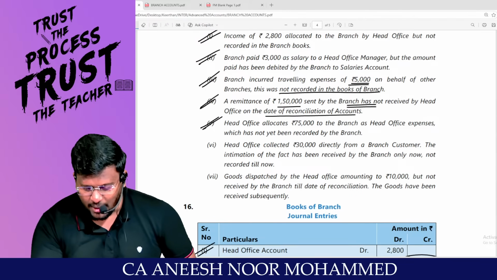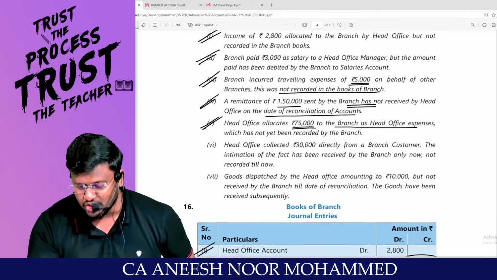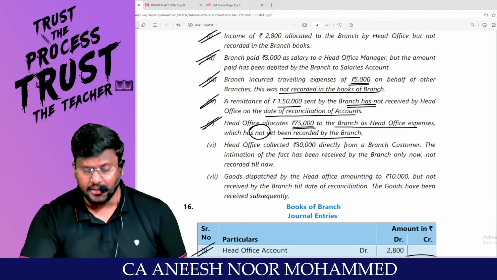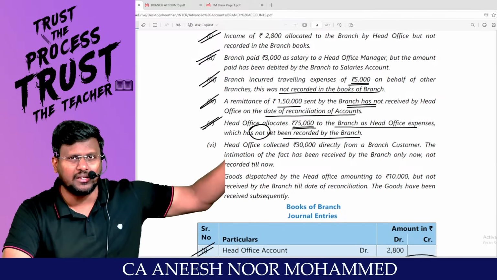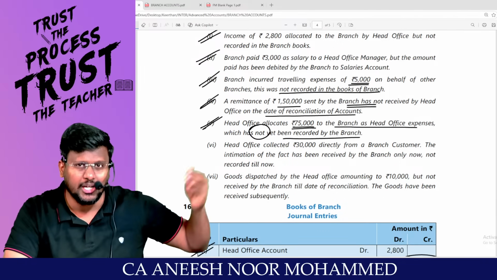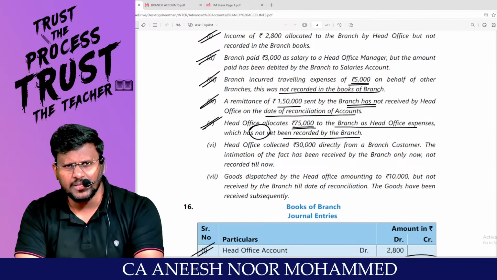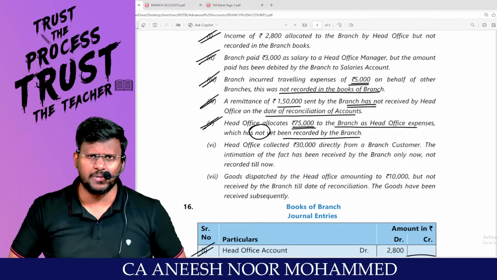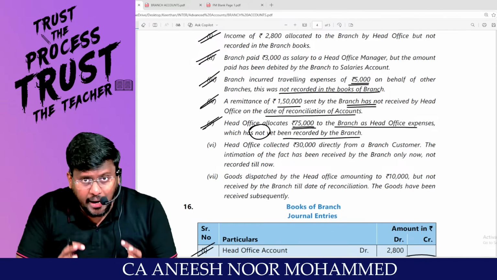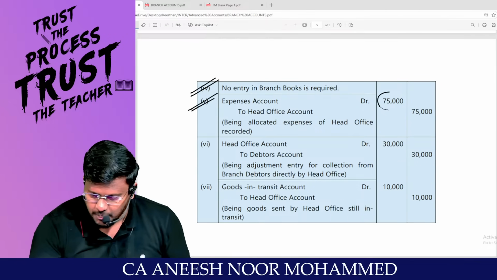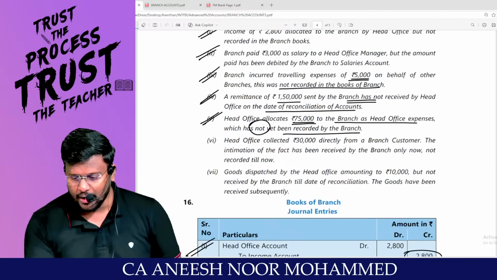Head office allocates 75,000 to the branch as head office expenses, which has not yet been recorded by the branch. That means the total expense would have been incurred by head office. They have apportioned the expenses. Our share is 75,000, my dear lovable students. Our expenses means we are supposed to book it as expenses. We are liable to pay this 75,000 to the head office. So we will be passing the entry: expense account debit 75,000 to head office 75,000.